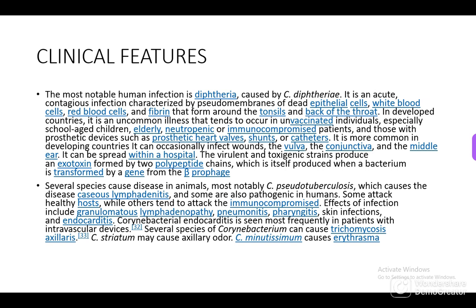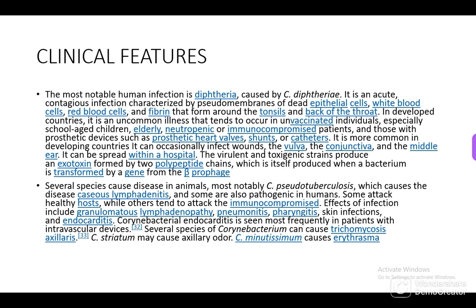The elderly, neutropenic or immunocompromised patients, and those with prosthetic devices such as heart valves, shunts, or catheters are prone to develop it, because the bacteria aggregate there and cause illness. The children are at risk, the elderly at risk, the neutropenic at risk, immunocompromised patients, either HIV or non-HIV, are at risk. And those that have metallic prosthetic heart valves, I would say, are at risk.